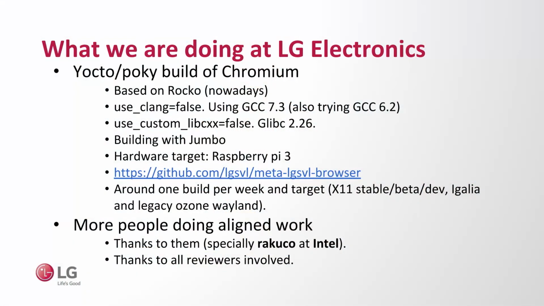We are doing a couple of things. One is trying to keep running a Yocto build of Chromium based on Rocko. We are trying Raspberry Pi 3, and we are keeping a Yocto layer with all the settings, trying to keep it running. We do around one build per week on target. We are basically building X11 Chromium for this Raspberry Pi 3 target, on the stable, beta and development branches.